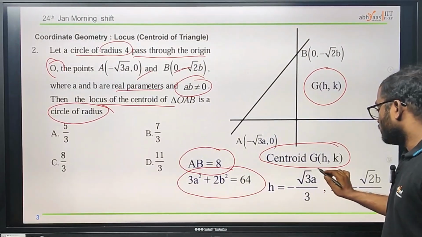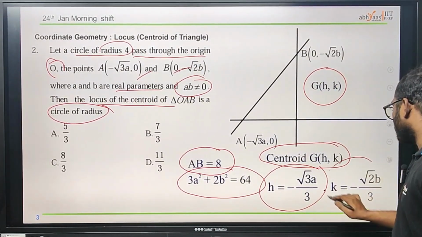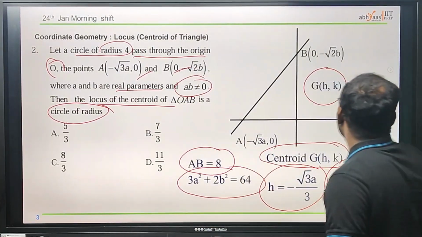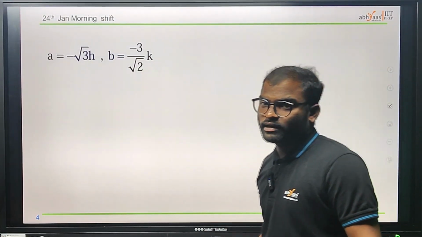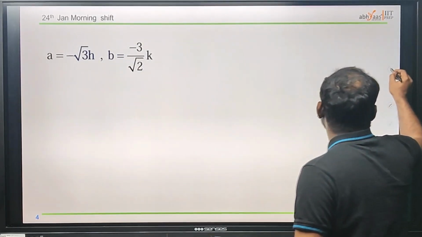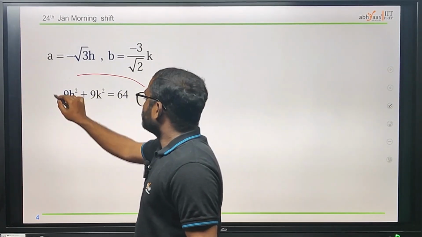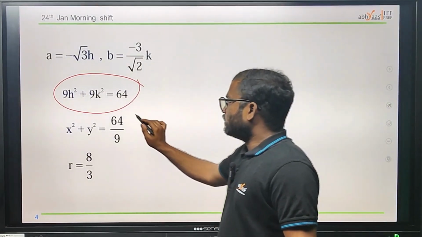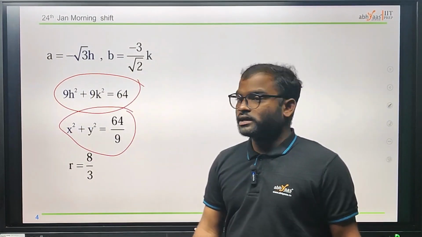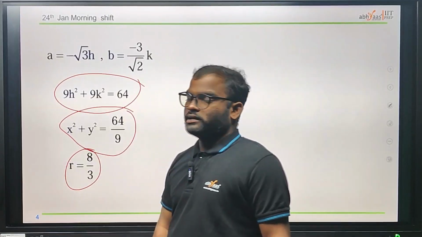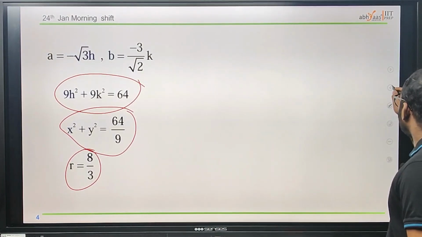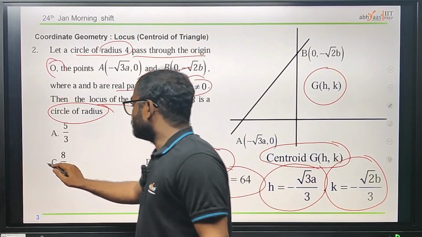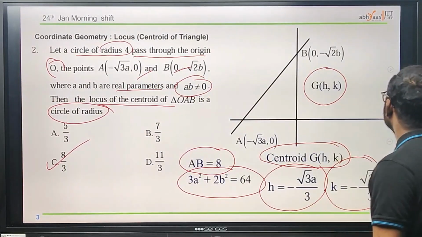Next, we got the h and k values, which is the centroid, and with this we can easily find the locus of the centroid. That's how we got the locus. Just make it into x terms and y terms. We will get x square plus y square is equal to 64/9, and the radius will be 8/3. That's how we got the answer. The radius is 8/3, so C is the right answer.